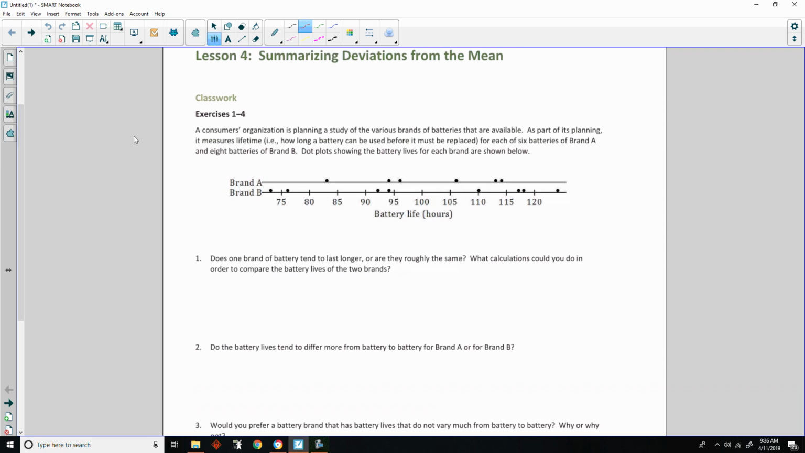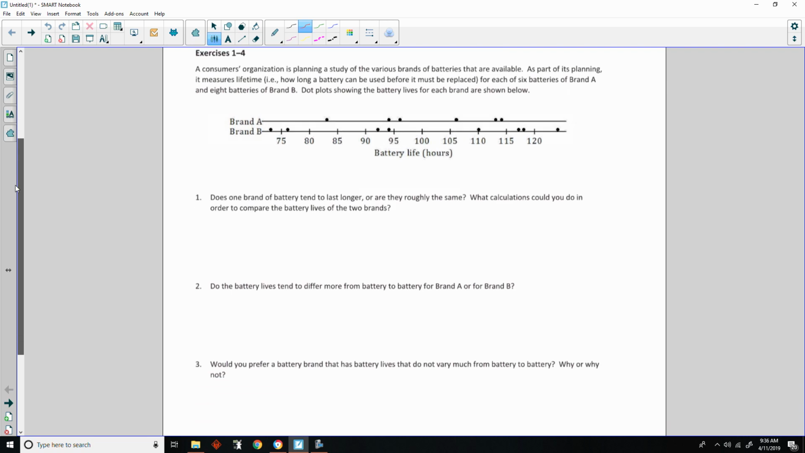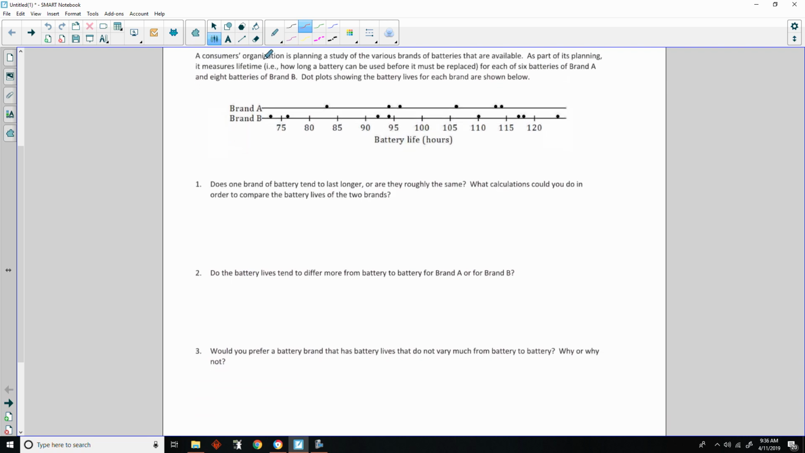Deviations, to deviate. Okay, exercises 1 through 4. A consumer's organization is planning a study of the various brands of batteries that are available. As part of its planning, it measures lifetime. For example, how long a battery can be used before it must be replaced. For each of 6 batteries of brand A and 8 batteries of brand B, dot plots showing the battery lives for each brand are shown below. So there's 6 batteries on A and 8 on B.